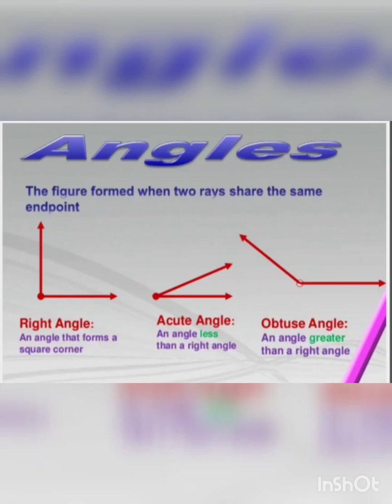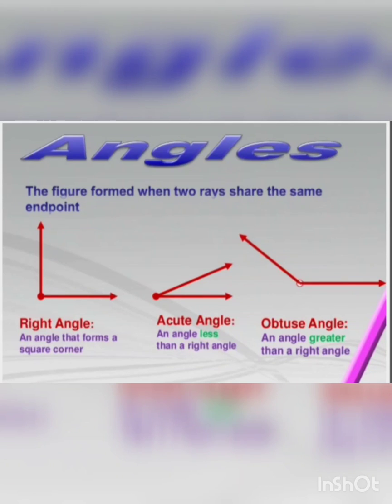Next, now let us see about the types of angles. So children, see here, the first one is right angle. An angle that forms a square corner is called a right angle, or the other way you can say it, if the measure of an angle is exactly 90 degrees, then we can call it a right angle. And children, an angle less than a right angle will be an acute angle. An angle greater than a right angle will be an obtuse angle.